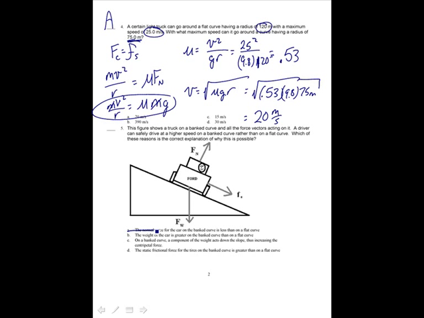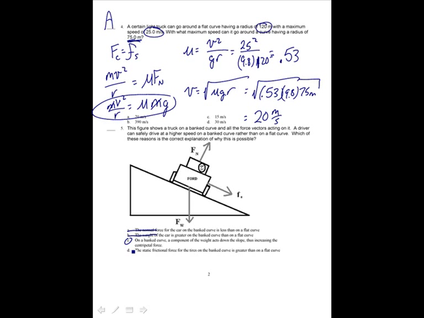The weight of the car is greater on the banked curve than on a flat curve. No, the weight doesn't change at all, because the mass doesn't change. On a banked curve, a component of the weight acts down the slope, and thus increases the centripetal force. We'll come back to that. That's the right answer. Let's just look at this last one.